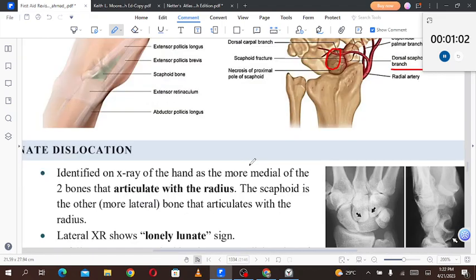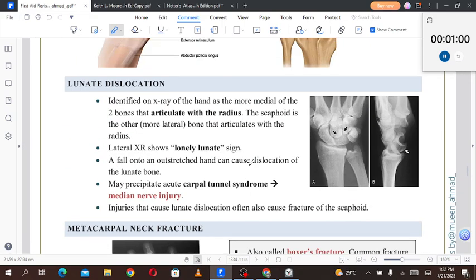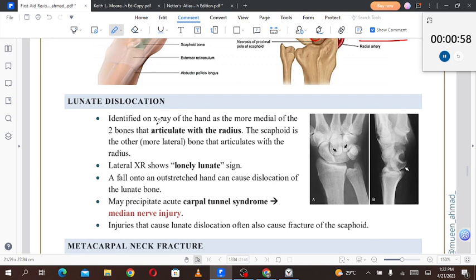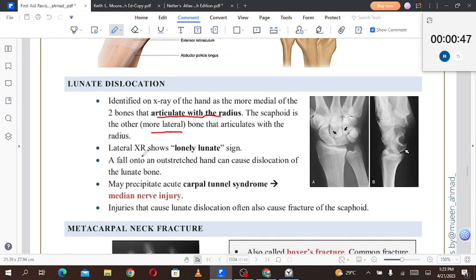Okay, then lunate dislocation. It is identified on the X-ray of the hand as the more medial of the two bones that articulate with the radius. The scaphoid is the other, more lateral bone that articulates with the radius. The lateral X-ray shows the lonely lunate sign. I guess this one is the lonely lunate sign, I don't know. A fall on the outstretched hand can cause dislocation of the lunate.